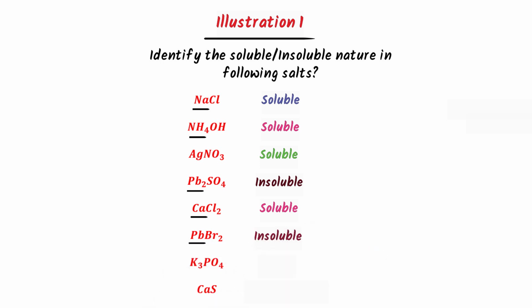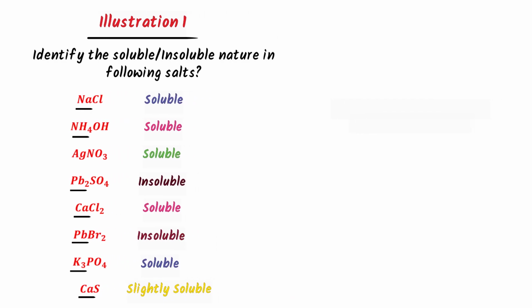Phosphates are usually insoluble, but the cation is potassium, which being a group 1A member, clearly it will be soluble. And lastly, we have calcium sulfide. Sulfides are normally insoluble in water, but there is an exception with regard to calcium, strontium, and barium, where it is slightly soluble. I hope you understand this.